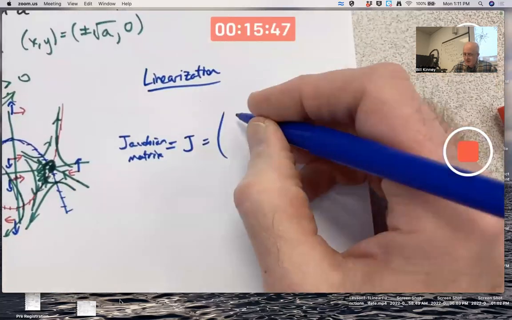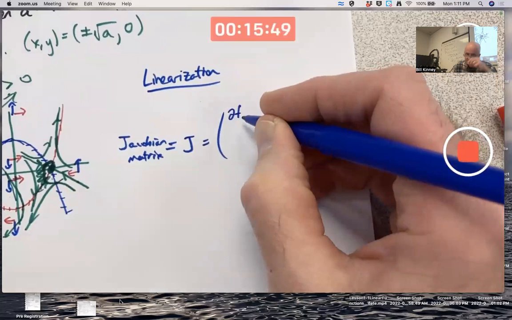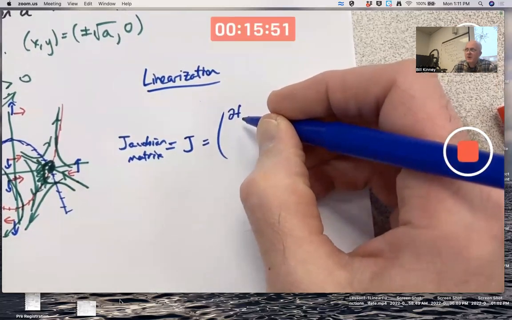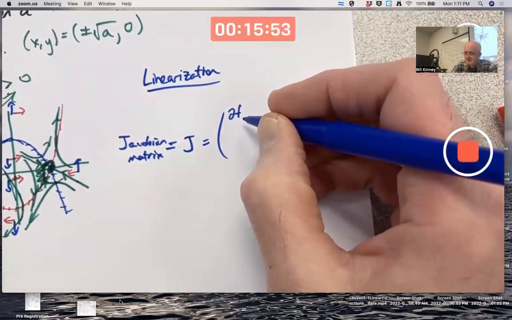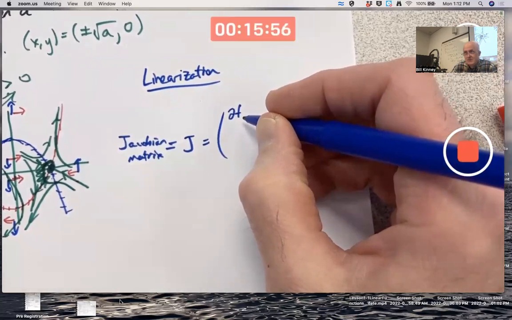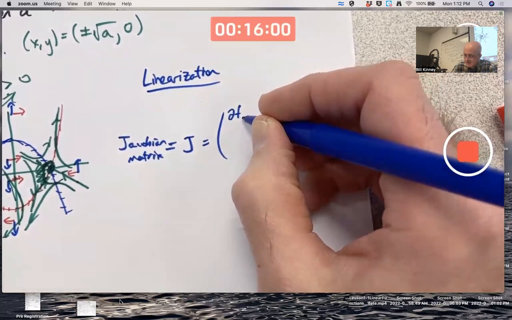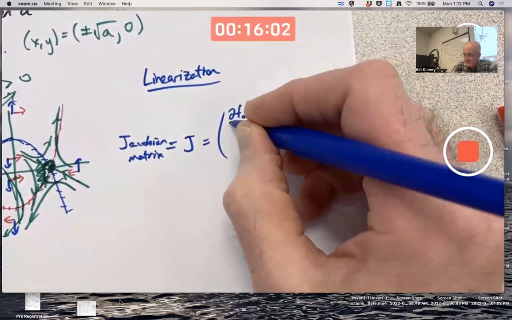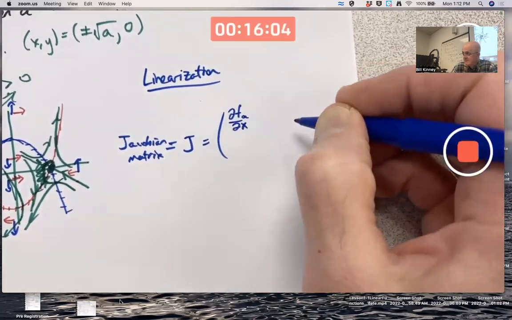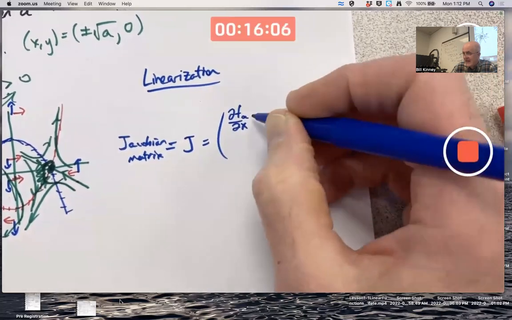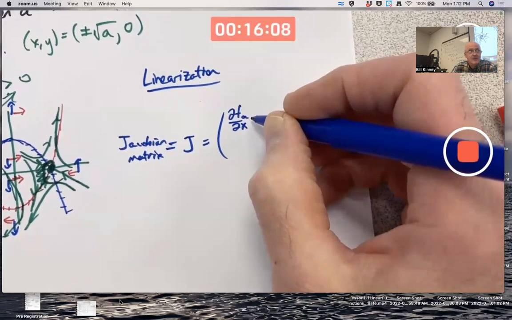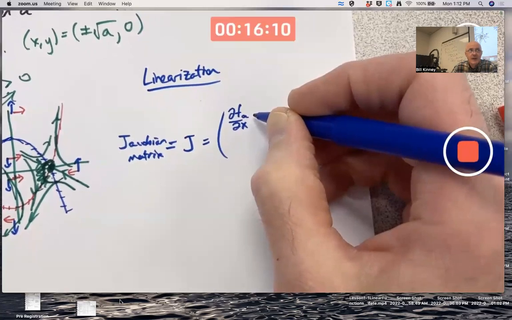Upper left entry is the partial of the first component of the vector field, little f. I won't bother with the subscript a. I could. No, okay, maybe I should. With respect to the first variable, you won't always have a parameter there. We do here. Let's have it quiet here, please.